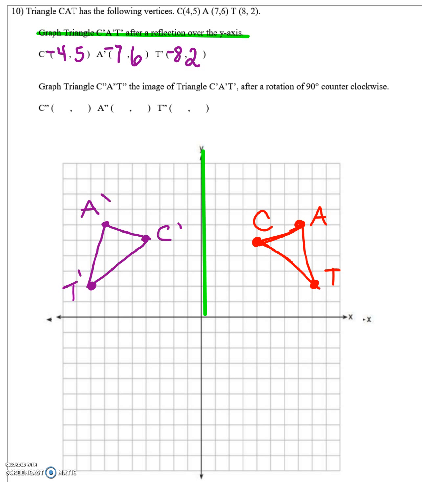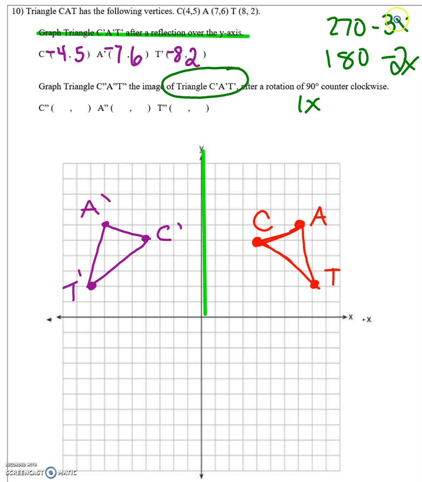The next part says graph triangle C double prime, A double prime, T double prime, which is the image of our new triangle C prime, A prime, T prime, after a rotation of 90 degrees counterclockwise. Remember, 90 degrees is one time, and 180 and 270 are our others. So if 90 is one time, 180 is two times, 270 is a 3-time rotation. But for this problem, we want 90 degrees.